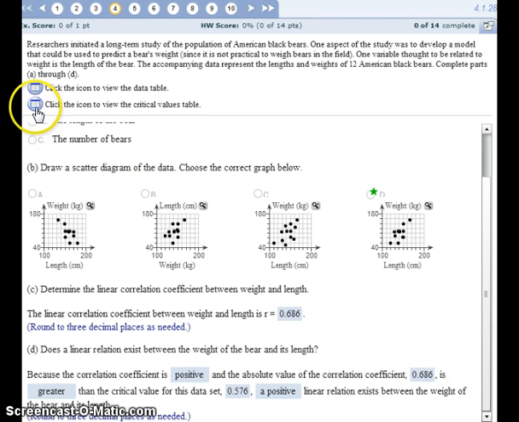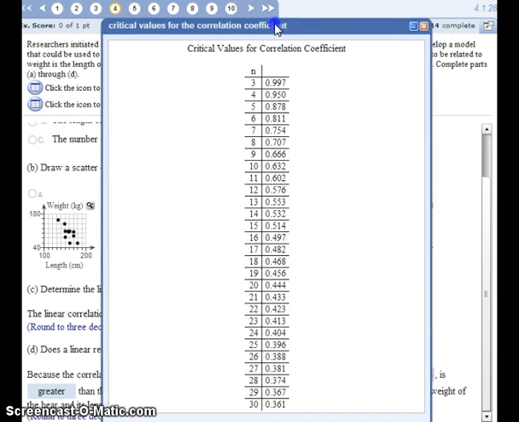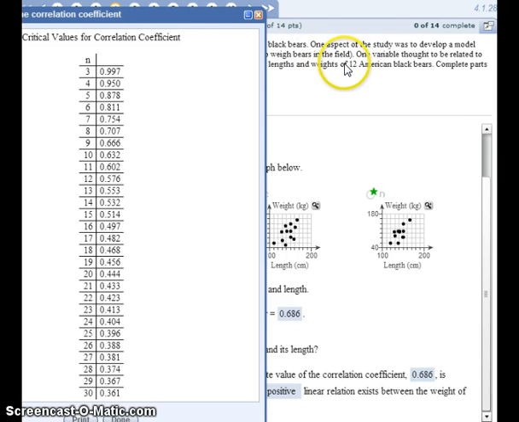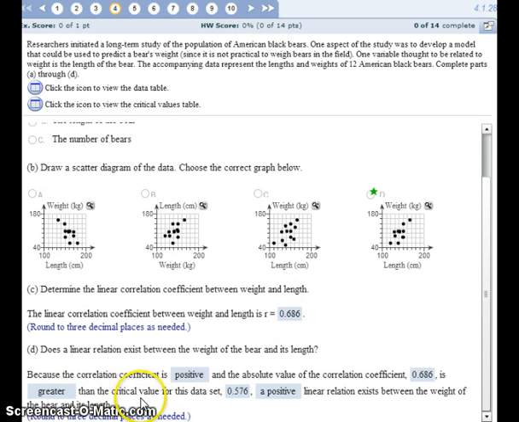And we want to know, is that greater than or less than the critical value for a data set of size 12? We had 12 black bears. And so if our correlation coefficient was anything bigger than 0.576, we'd say yes, a linear relationship exists. And 0.686 is bigger than 0.576, so we would finish saying it's greater than the critical value. So a positive linear relationship exists between the weight of the bear and its length.